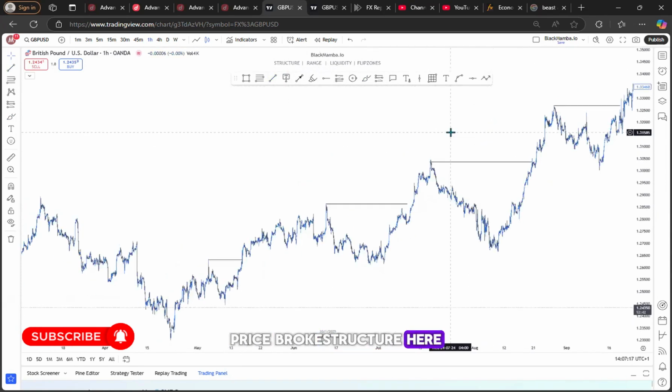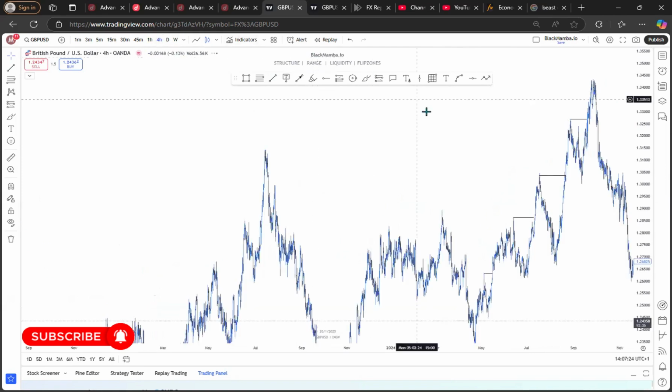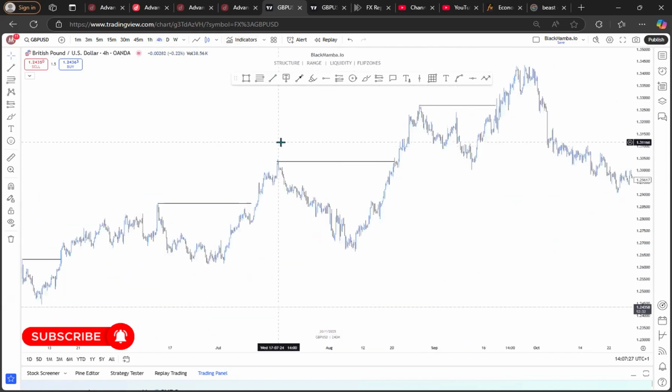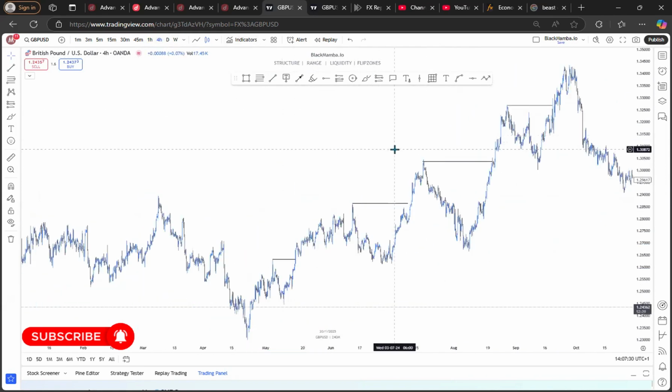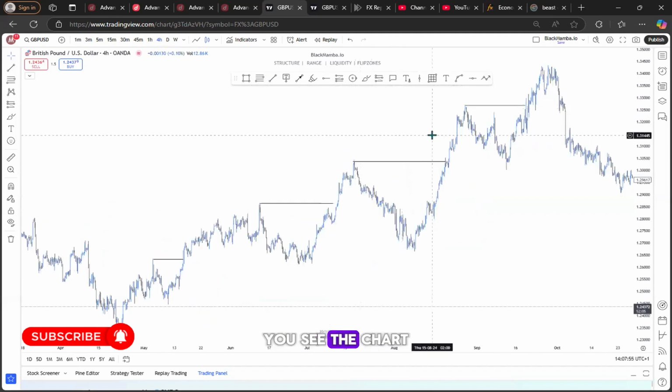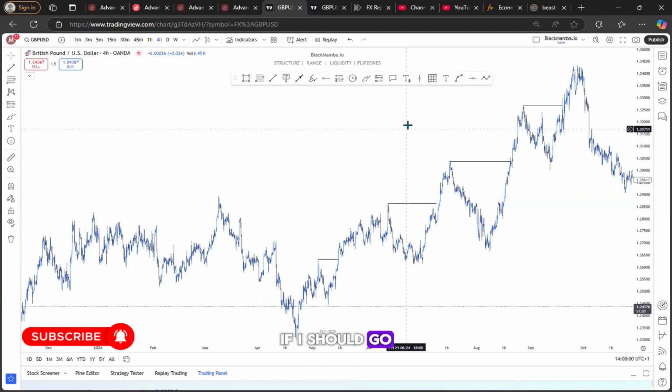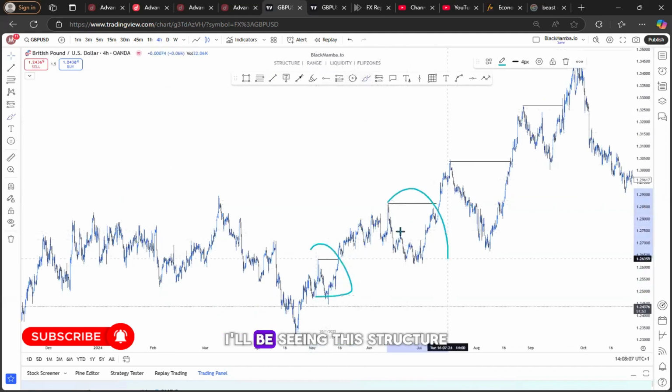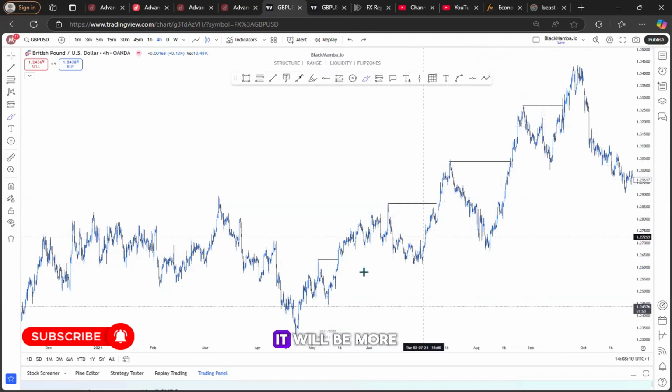Price broke structure here. Now, if we switch to 4 hour, it is more clear on 4 hour because we now have fewer candles. When you're marking your chart and it's not looking clear to you, go to the higher time frame and you see the chart more clearly. If I go to daily or weekly now, I'll still be seeing this structure, but it will be more clear on weekly and daily than 4 hour.